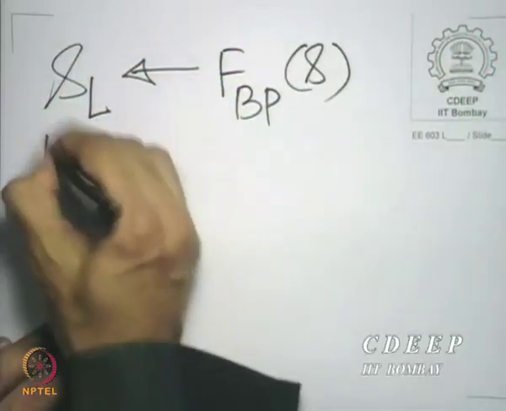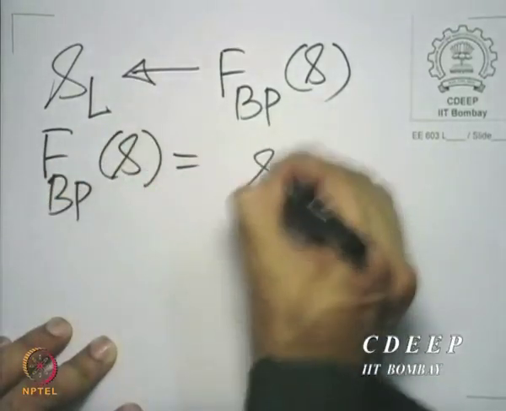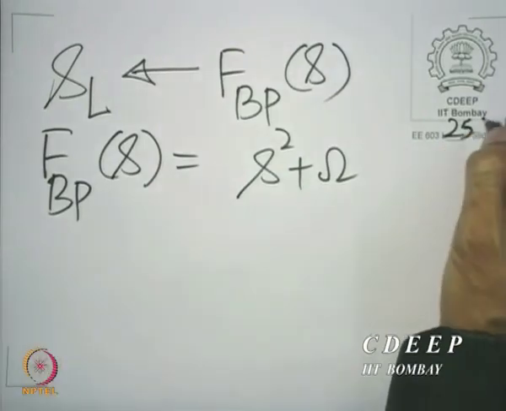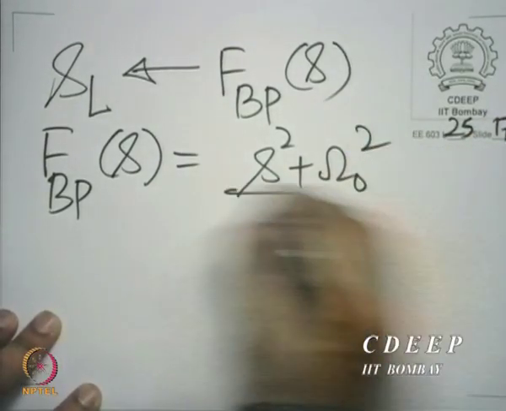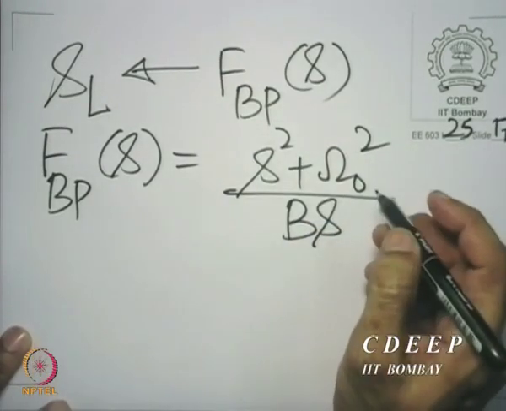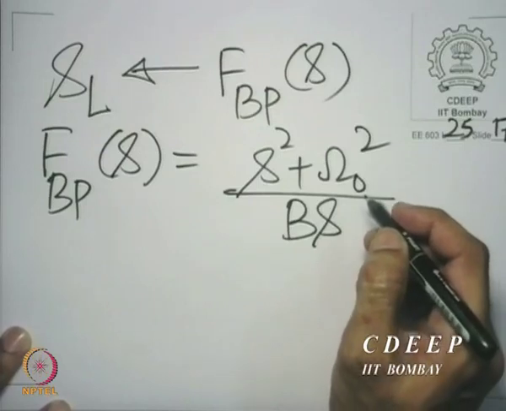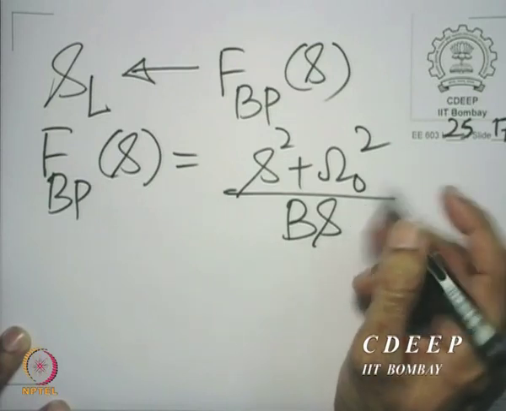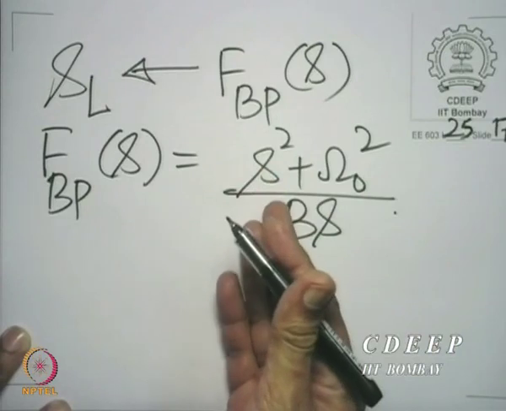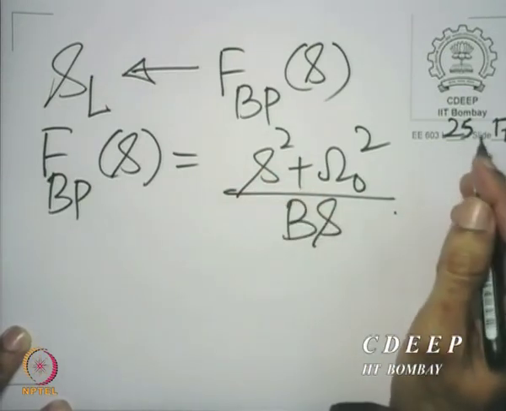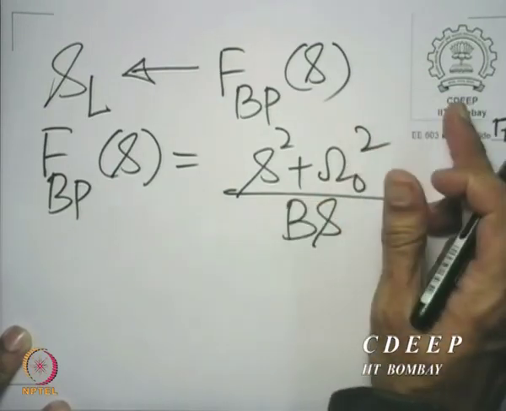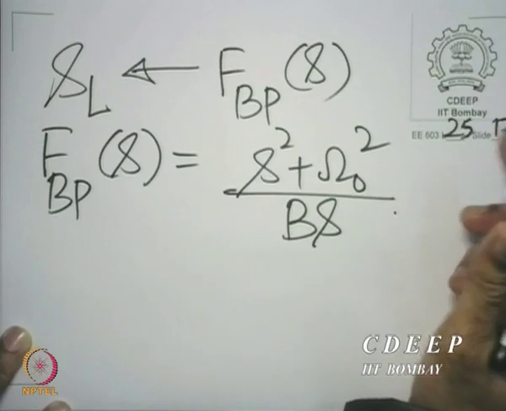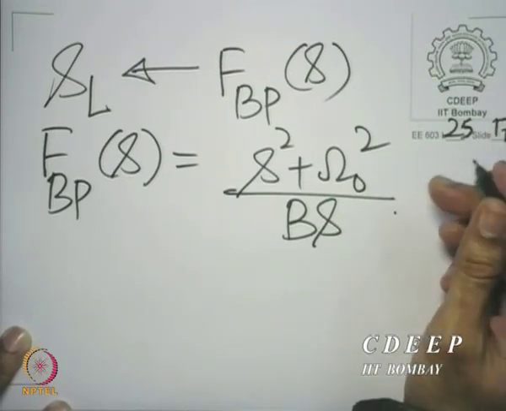So, let us consider as a candidate s_L to be replaced by F_BP(s), where F_BP(s) is (s squared plus omega naught squared) divided by Bs. And let us go through the exercise of checking for the properties. We will first check property 1, then property 2, and then we will look at property 3. So, of course, property 1 is obvious again. This is a rational transformation. Rationality is going to be maintained. So, if the original low pass filter is rational, the transformed filter has no choice but to be rational, because you are replacing s_L by a rational function of s. So, rationality is maintained anyway. There is no problem with that.